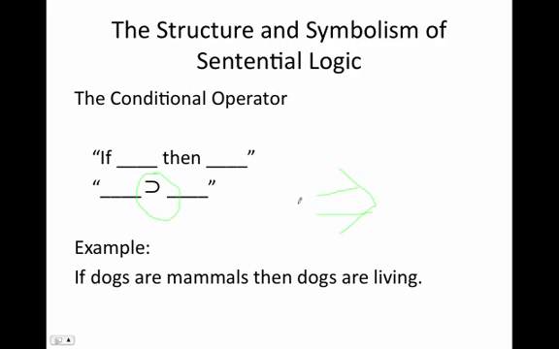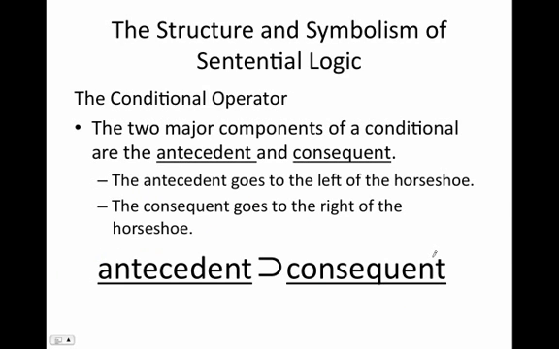That's the conditional operator. And here's an example. If dogs are mammals, then dogs are living. Dogs are mammals is a simple sentence. Dogs are living is also a simple sentence. Via the conditional operator, which we're using the English words for now, but we could also use a horseshoe, you get sentence 3. Okay? That's how you construct it. Pretty cool. All right. The two major components of a conditional are the antecedent and the consequent. The antecedent goes to the left of the horseshoe. The consequent goes to the right of the horseshoe. And these are the two components of a conditional.